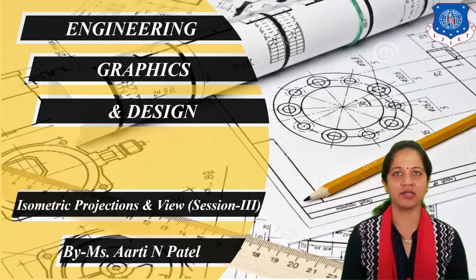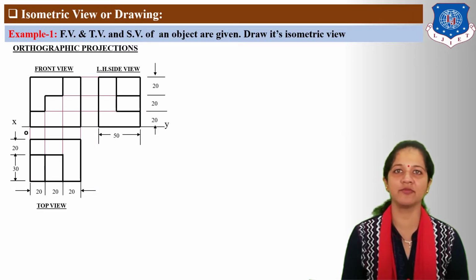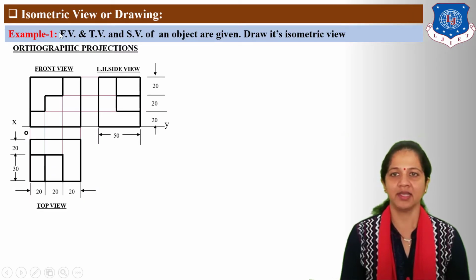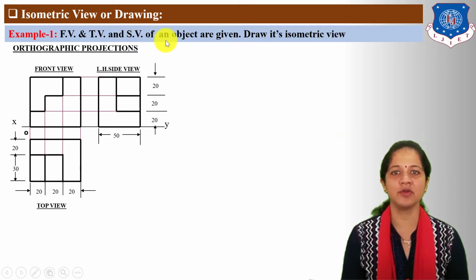Now in this session we are going to solve more examples of isometric view or drawing. Example number 1. Front view, top view and side view of an object are given. Draw its isometric view. Here you can see front view, top view and left hand side view, means orthographic projection of a 3D object is given.